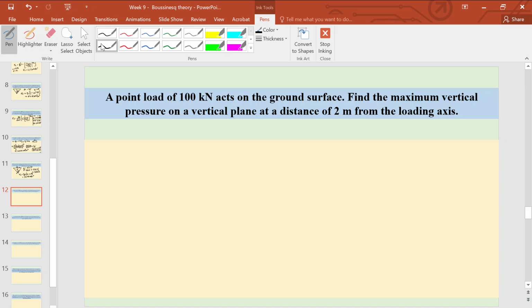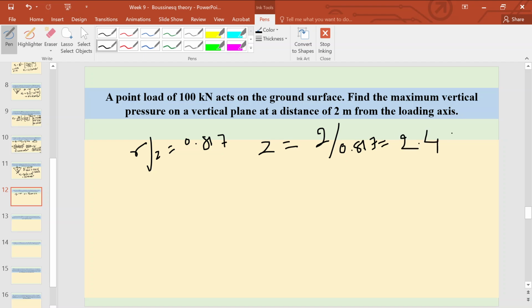Have you solved this sum? Maximum vertical pressure on the vertical plane? Yes, sir, 2.2, sir. How do you solve this? By taking R by Z equal to 0.817. So the value of R by Z equals 0.817. So if R equals 2, Z equals 2 divided by 0.817, that will be approximately how much? 2.45, right? 2.45 approximately, isn't it? You're getting the value. Yes, sir.